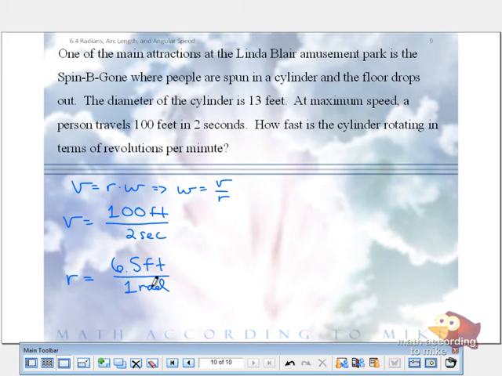So the good news is we have feet and feet. Awesome. However, we're not ready to divide them because seconds needs to go to what? Minutes, and rads, as stated, have to go to revolutions. So let's go from seconds to minutes. What unit fraction do we multiply by? Yep, 60 seconds per 1 minute.